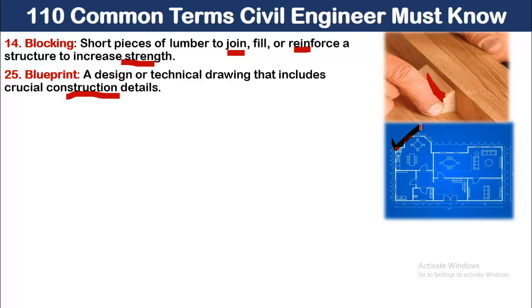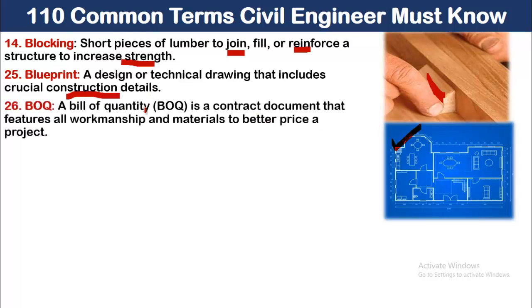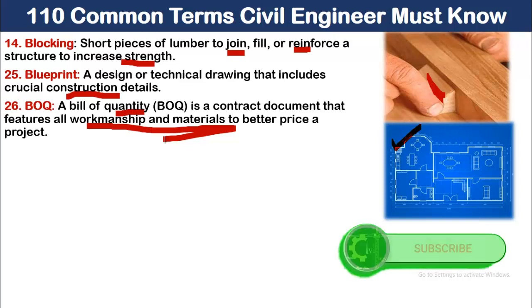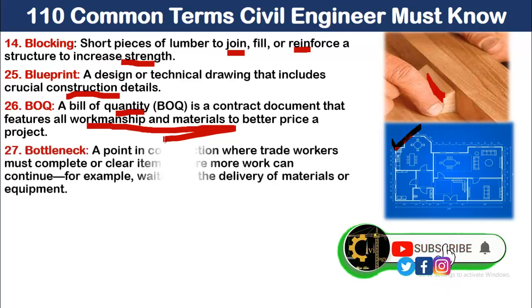But if we go a little back in the past, they used blue color prints, which are called blueprints. BOQ is bill of quantity, a contract document that features all workmanship and materials to better price a project. It means that it is a list of materials required for a certain project and the rate of which is given against each item. It helps in estimation of the project.